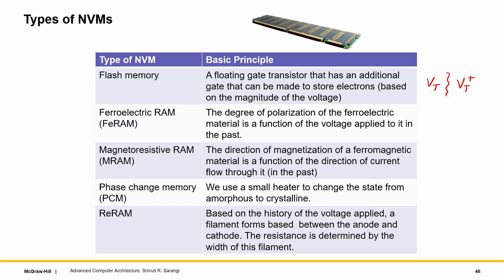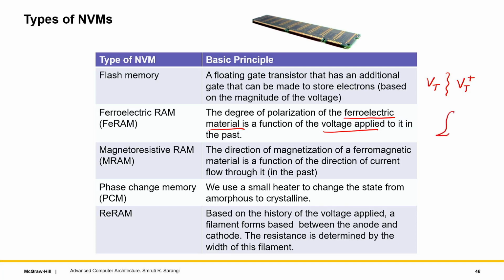We have ferroelectric RAM, which is much more reliable than flash. And the interesting thing is, like DRAMs, read is destructive, which means that once you read, you have to write, but still reads and writes are very fast. You don't have this block based thing that you have in flash. It is the fact that you use a ferroelectric material where its polarization is a function of the voltage that has been applied to it in the past.